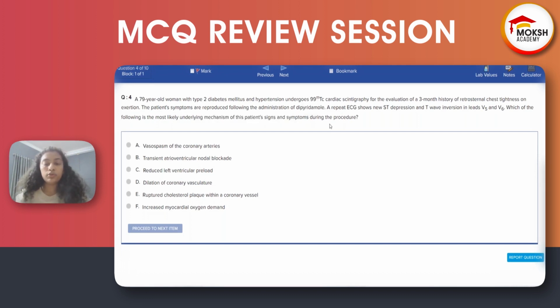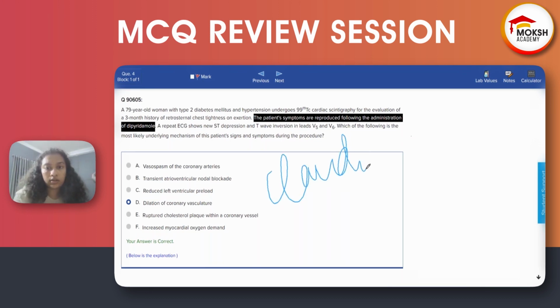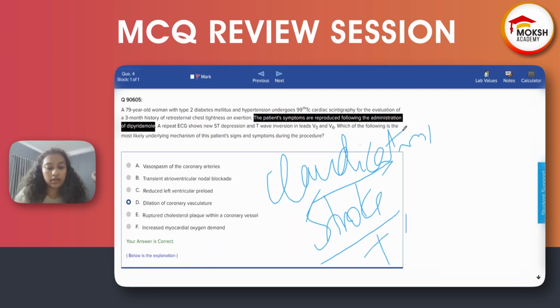So you have to know the mechanism of action of dipyridamole, which is used in cardiac stress testing. What procedure? The patient is given dipyridamole. What is dipyridamole again? Dipyridamole and cilostazole are drugs used in claudication. Okay, claudication. It is used in stroke too.